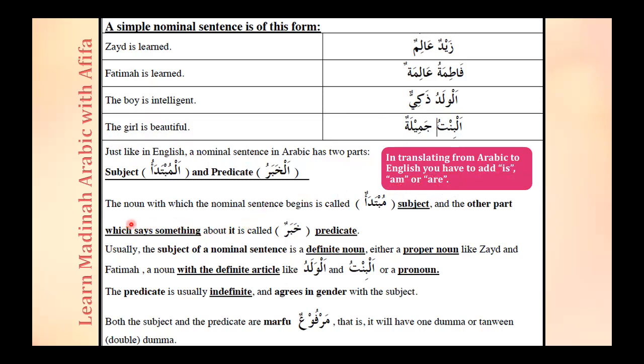Okay. So now we talked about earlier subject and predicate. These sentences are beginning with the subject. Zayed is the subject, right? And the other part we said, which gives you more information, is called the predicate. So here, Zayed is the subject.